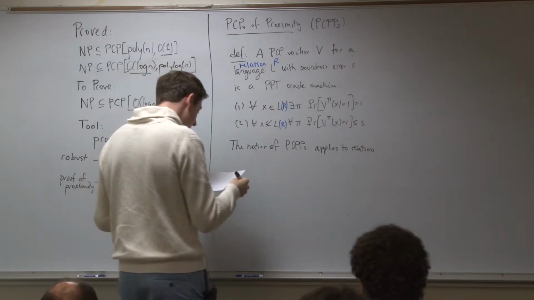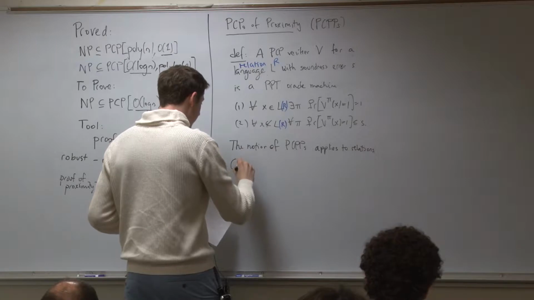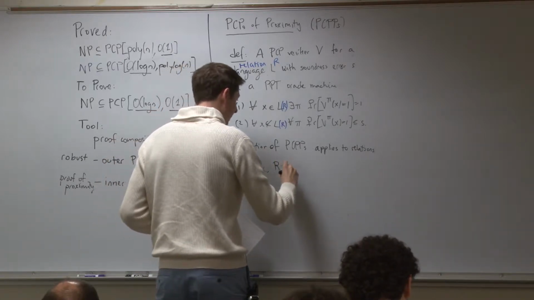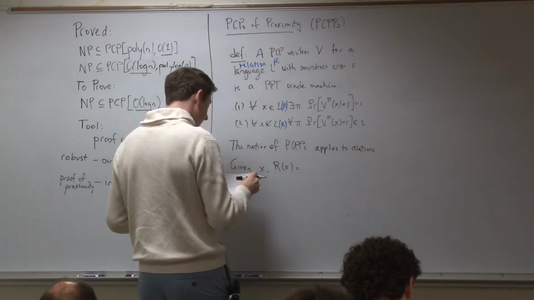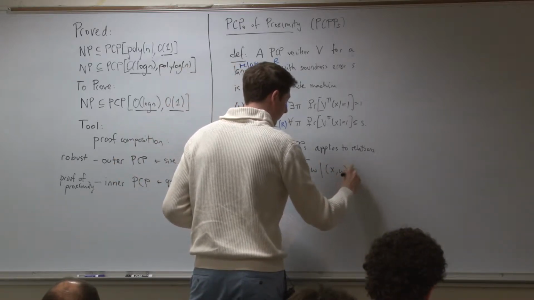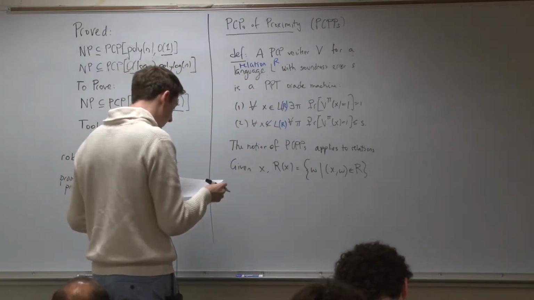Okay. So given an instance x, we're going to denote R of x to be all witnesses for x. Okay, easy notation.